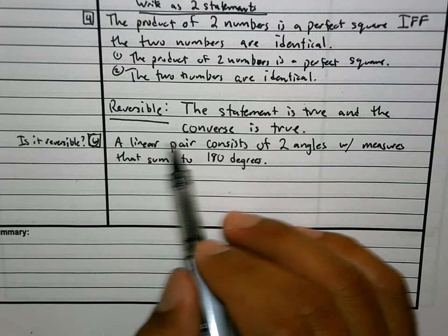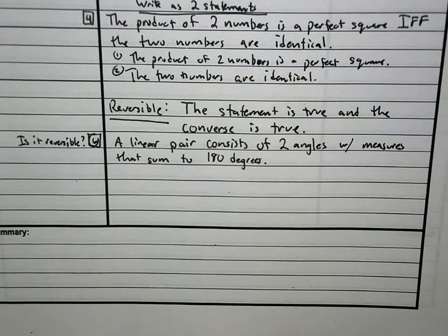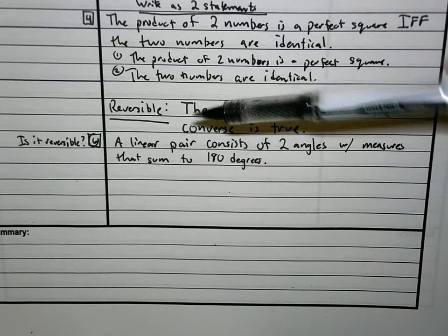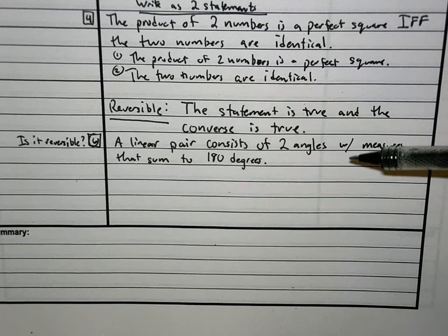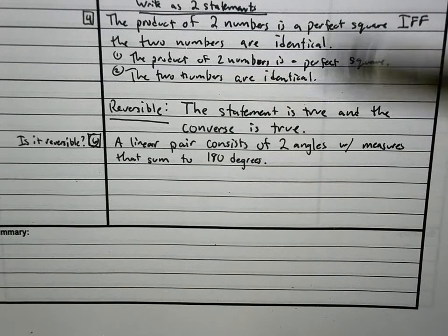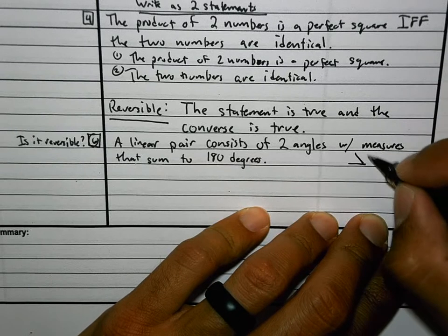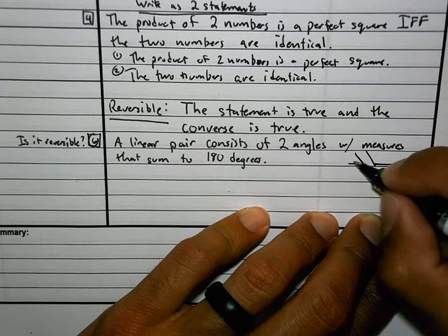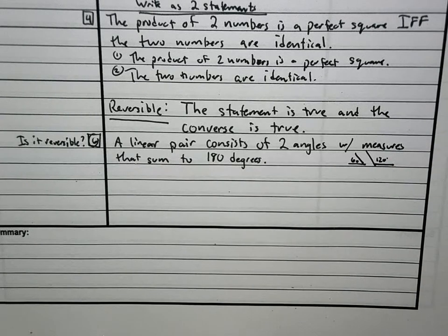A linear pair consists of angles with measures that sum to 180 degrees. So the first thing I want to check is, is this a true statement? A linear pair consists of two angles with measures that sum to 180 degrees. If I have one angle like this, and another angle like this, and let's say this is 60 and this is 120, is that a linear pair?